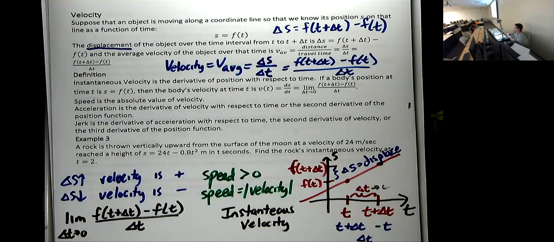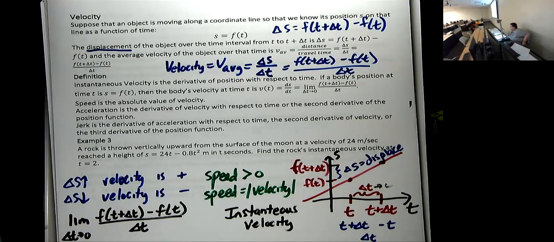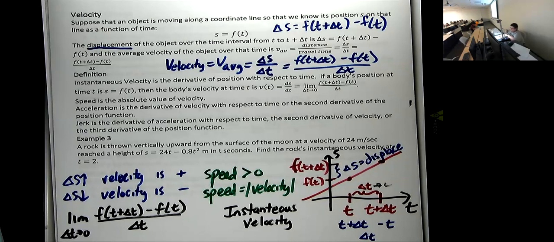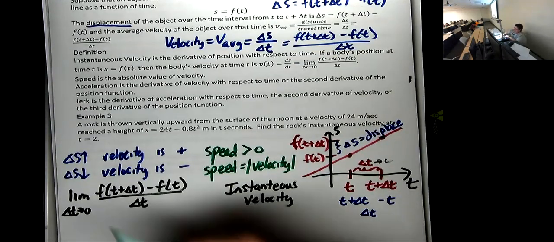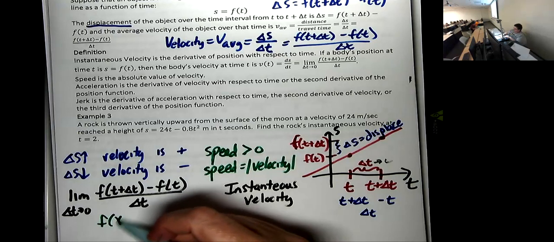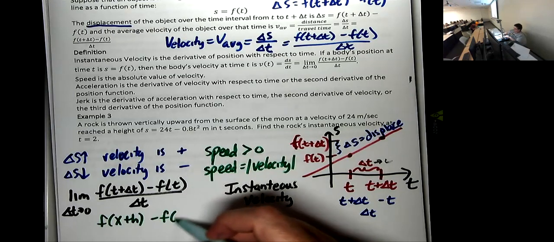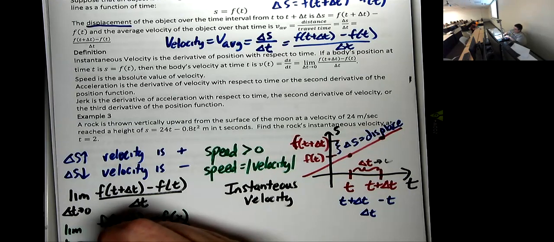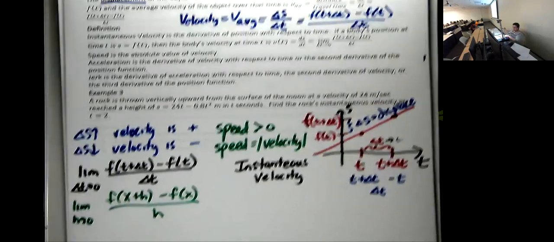We use t when we're talking about a lot of things in physics, because a lot of things change with time. This is no different than doing f of x plus h minus f of x over h. You guys see the connection with that? This looks a lot like f of x plus h minus f of x over h when we do the limit as h goes to 0. So it's the same thing going on.